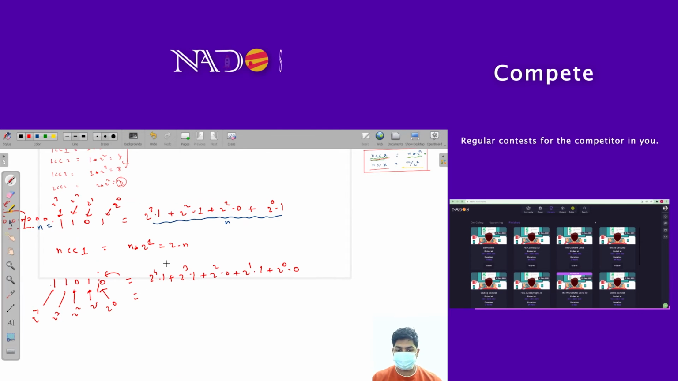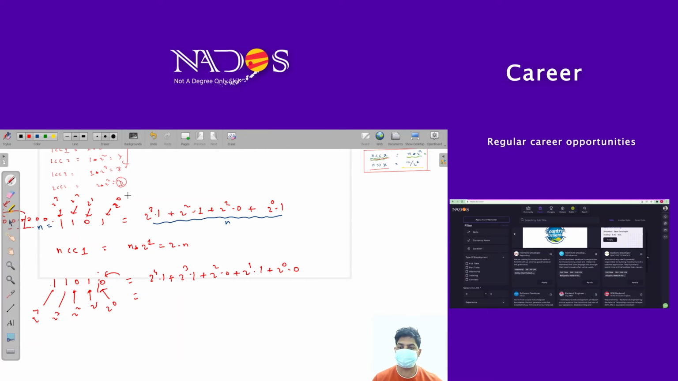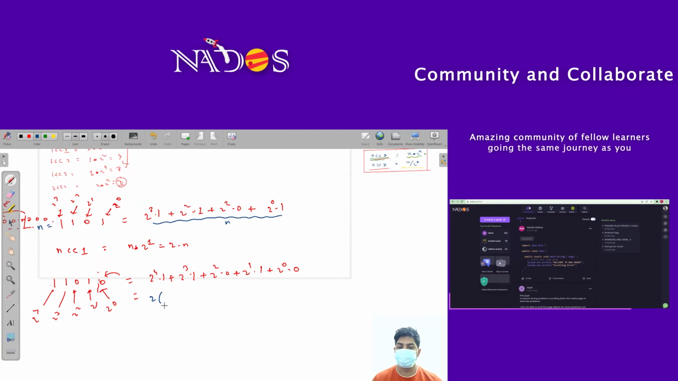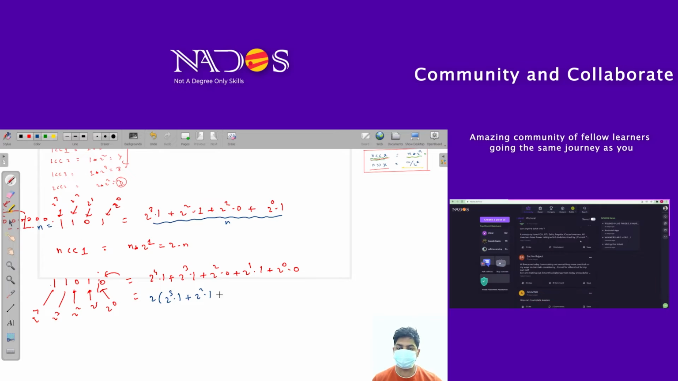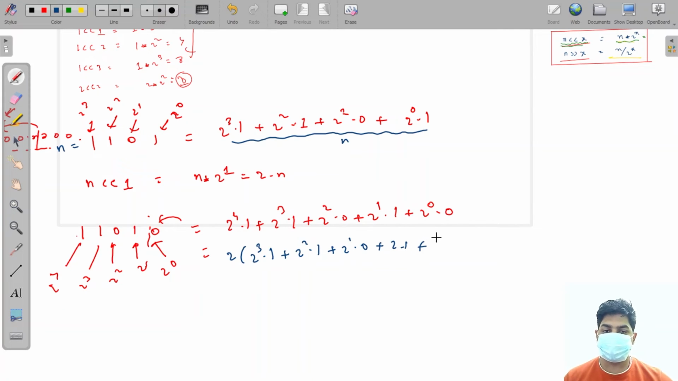Okay, so if we take a 2 common in all of these terms, what will we get? We will get 2 raised to power 3 into 1 plus 2 raised to power 2 into 1 plus 2 raised to power 1 into 0 plus 2 into 1 plus 2 raised to power 0 into 0, whole divided by 2. But this term is multiplied with 0. So even if we do anything, 0 multiplied by anything is 0 only. So we can simply ignore this term.